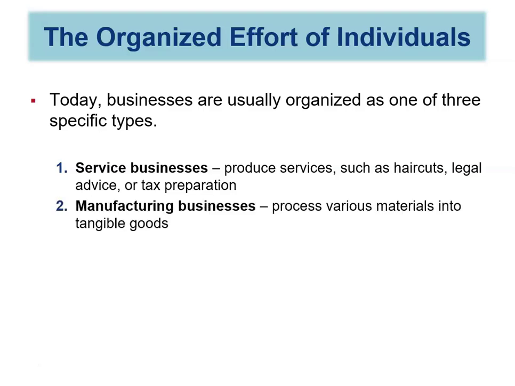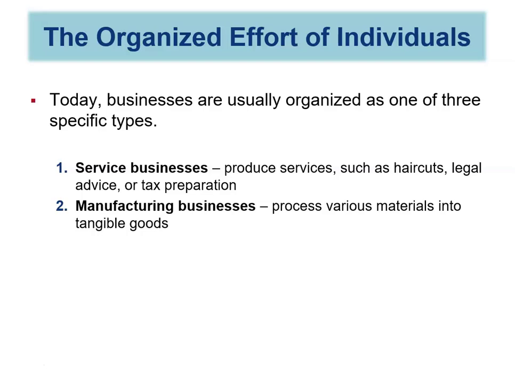The other one is going to be the manufacturing businesses. These process various materials into those tangible goods that we purchase, that we can use, we can touch. An example of this is Intel, making processors that go into our computers that we use, or Ford Motors, making vehicles that we buy. Something tangible, and they get these various materials, put them into a process, make us a vehicle, and we purchase that vehicle.